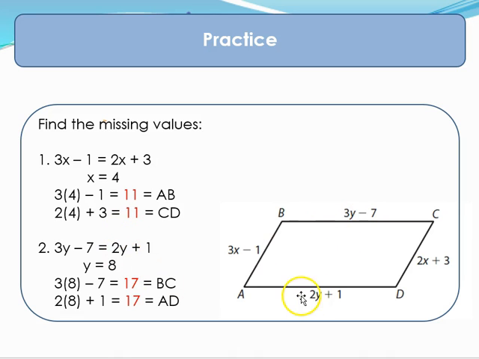Doing the same for the y's, we discovered that the side lengths are 17. So if these two sides are 11, and BC and AD are 17, then we have a parallelogram.